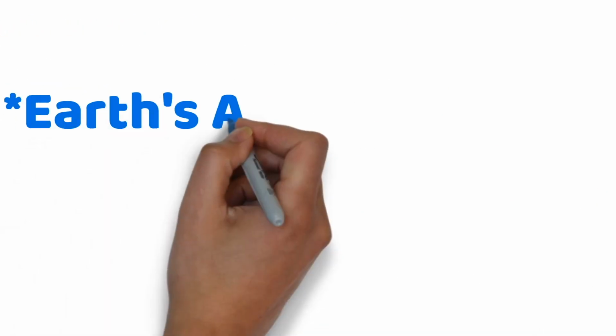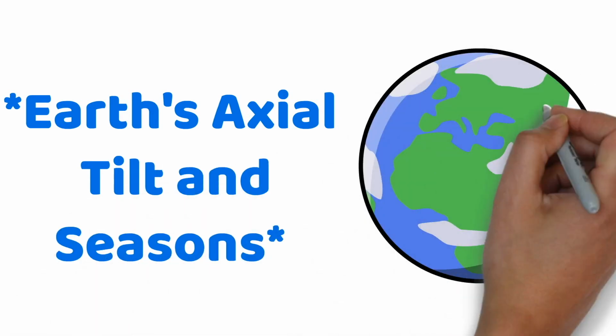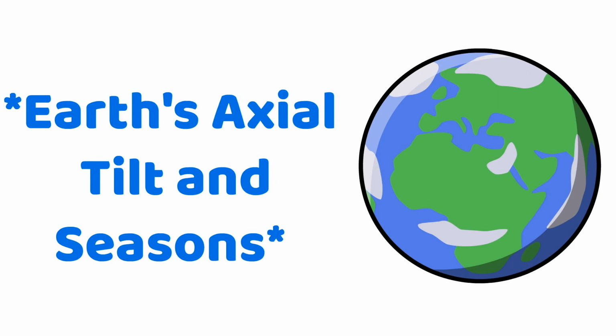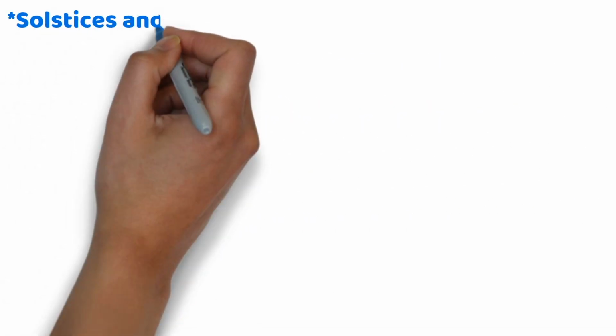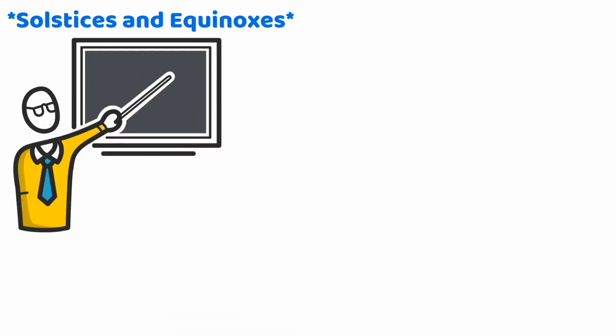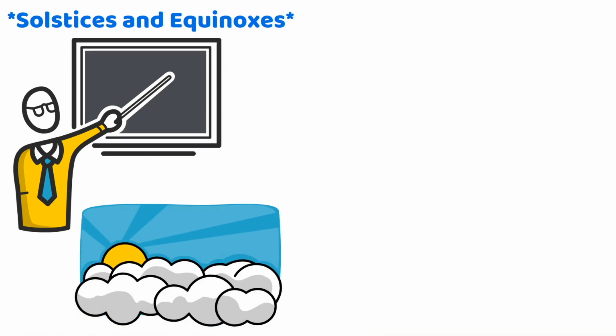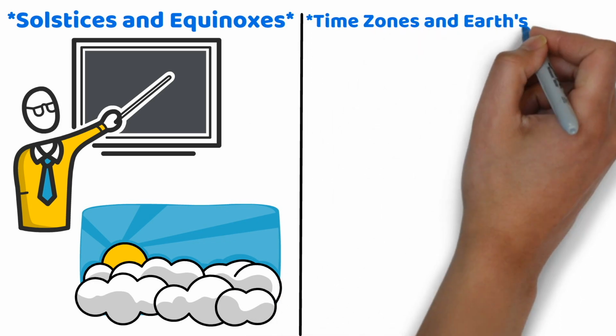Now let's talk about Earth's axial tilt and seasons. Earth's tilt on its axis leads to the seasonal variations experienced across the globe. Solstices and equinoxes. These are key times of the year that mark the shifts in seasons, with solstices representing the longest and shortest days, and equinoxes marking equal lengths of day and night.